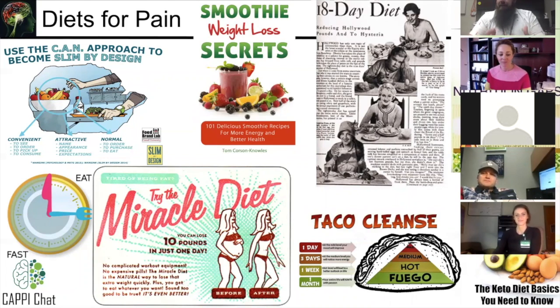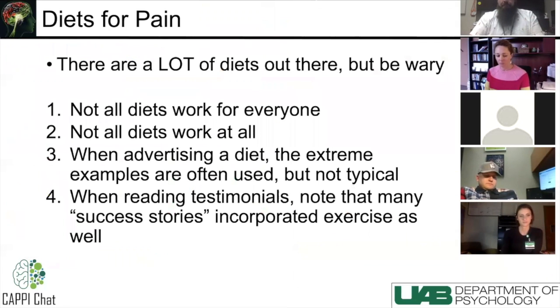So some of them have a decent amount of evidence. Some of them don't. So a miracle diet that lets you lose 10 pounds in one day, that is not a good diet, and probably involves some sort of surgery. But intermittent fasting diets, the ketogenic diet, plant-based diets, those have a decent amount of data supporting them. But there are lots. And so we're going to go through a few of them.